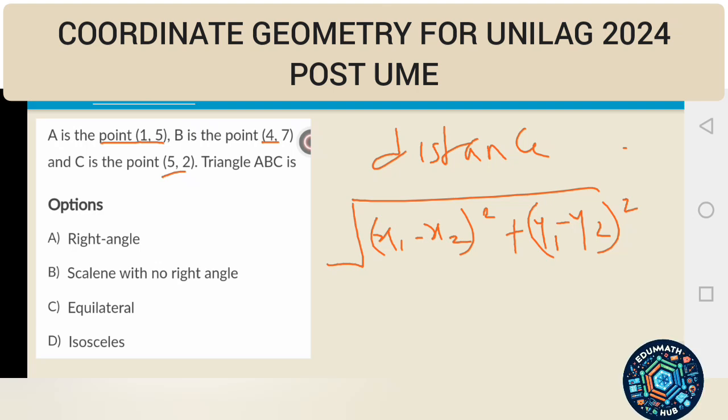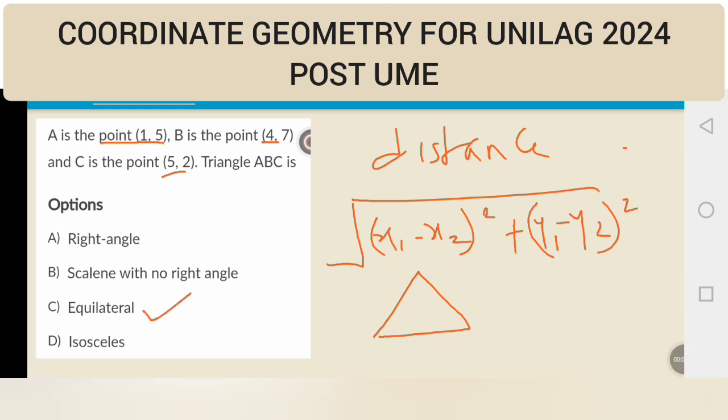The idea behind this question is they want you to find the distance between the points A, B, C. Since it's a triangle like this, it will have 3 lengths, and it will have 3 distances. So if these lengths are equal, then it's going to be equilateral. If 2 of them are equal, then it's going to be isosceles. If none are equal, it's going to be scalene. And if you have a right angle in it, it's going to be a right-angled triangle. So that's what they want you to find.